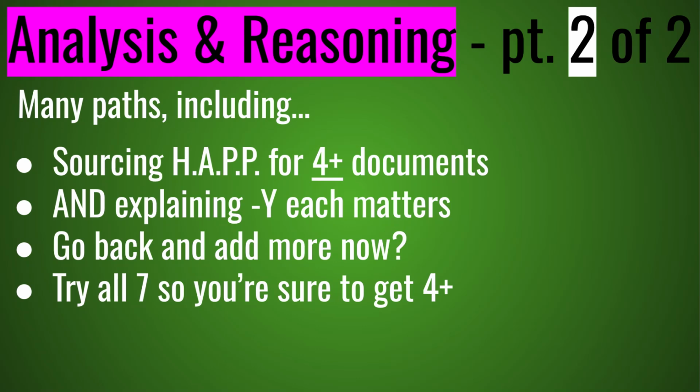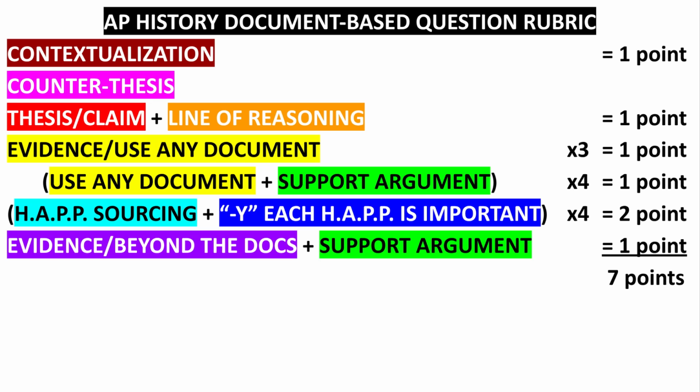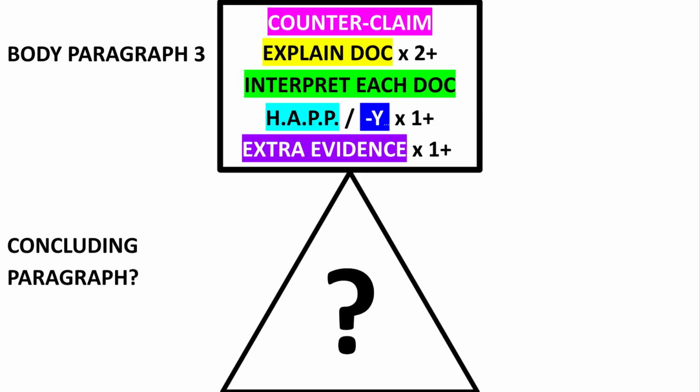So you're sure to get your 4 plus. In this case, this is how the math would work. And you see here that by using 4 or more of the happy sourcing, we get 2 points there, and we have our 7 out of 7 on the essay.